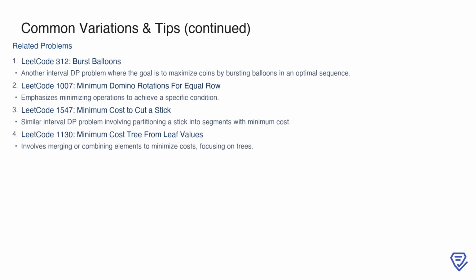LeetCode 1547, Minimum Cost to Cut a Stick, is a closer parallel, as it also involves partitioning intervals, in this case, cutting a stick into segments with minimum cost. Finally, LeetCode 1130, Minimum Cost Tree From Leaf Values, features merging or combining elements to minimize costs, with a focus on tree-based structures. By studying these problems, you can strengthen your grasp of different variations of dynamic programming and gain transferable insights for tackling similar challenges.